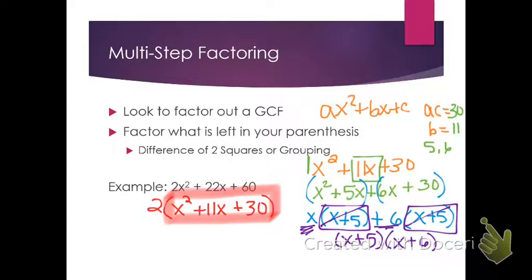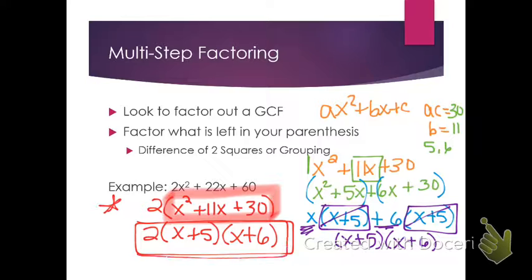So back over here in the original problem, I've got the 2 out front, and then the x squared plus 11x plus 30 factors into x plus 5 and x plus 6. And then this all together is my final answer. Remember that you could check your solution by distributing, and if you get the problem that you started with, then you would know that you had done that correctly.